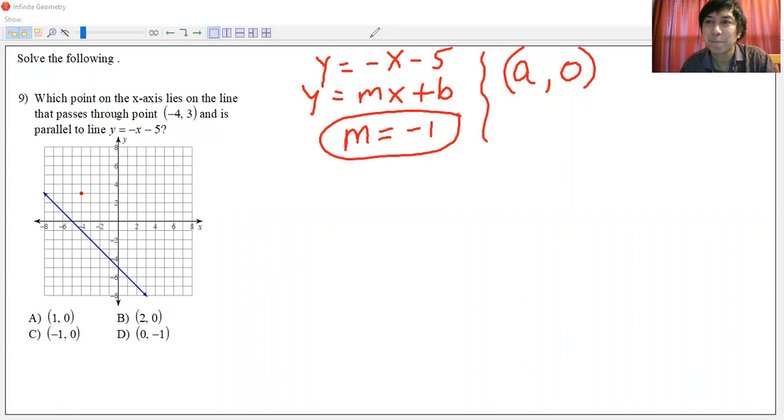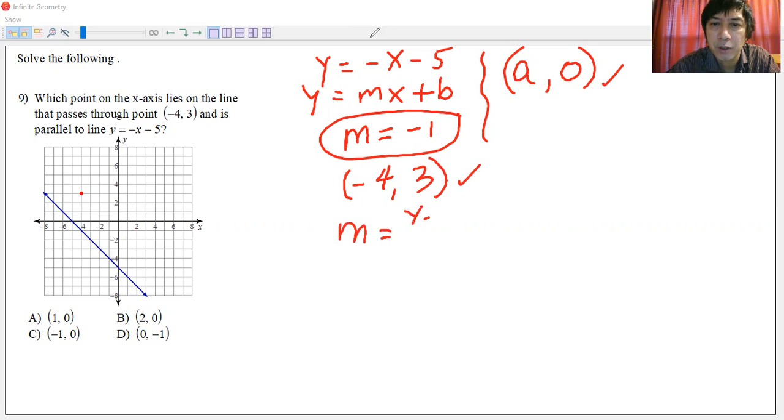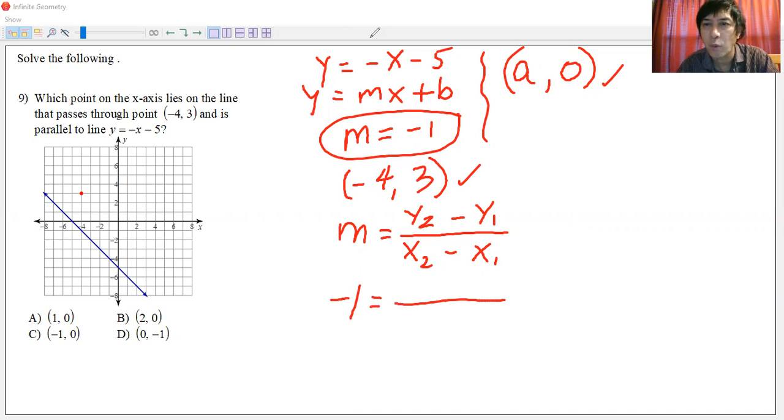Okay, all right. Now, we have a bonus point, negative 4, 3. The bonus point is negative 4, 3. There. So we can use this and this to form the equation with a slope of negative 1. Following the slope formula, this is y2 minus y1 over x2 minus x1. The required slope is negative 1. This is equal to y2.